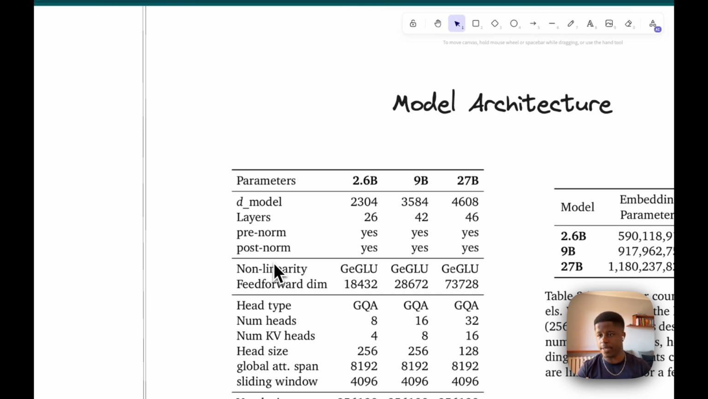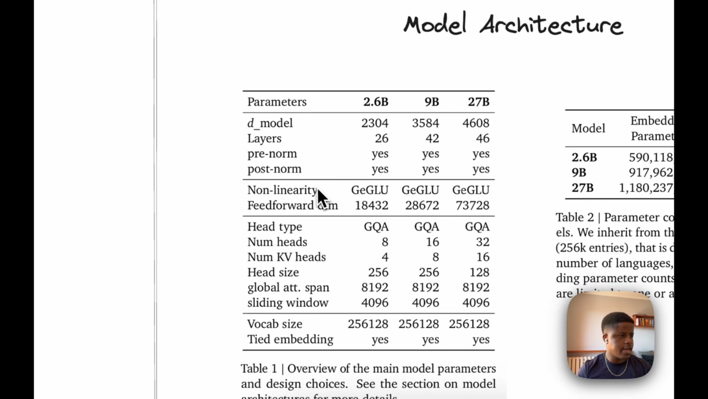So it's something I've been seeing more and more with new models that I add to MLX. A lot of these new models are adding extra normalization to stabilize training. And in terms of nonlinearity, they still remain with GeGLU. Feed forward dimension, okay, nothing too crazy.